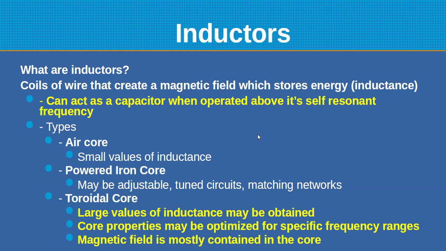Inductors we've talked about, and they're just coils of wire, either just wound with an air core or wound with some sort of powdered iron or ferrite, or in the case of a power transformer, it would be actually laminations of iron to handle the power.